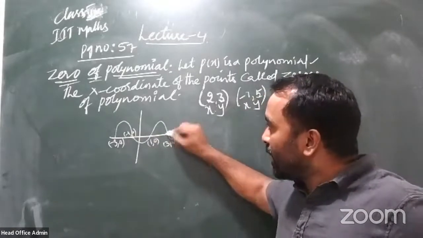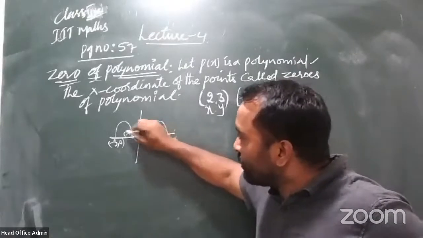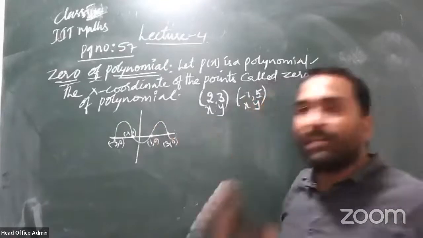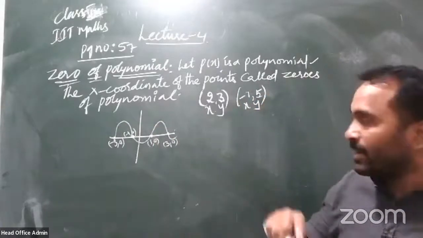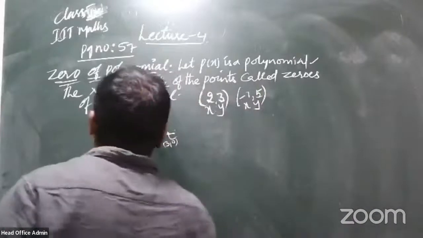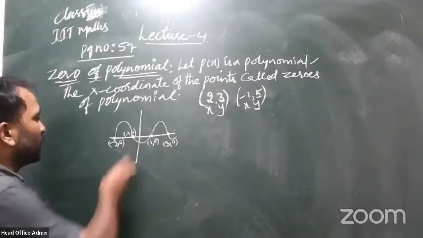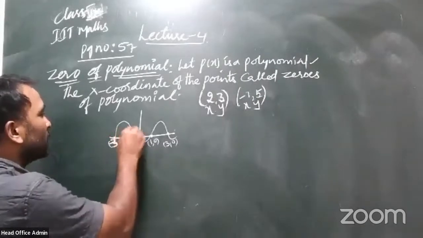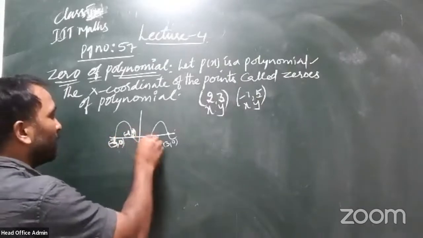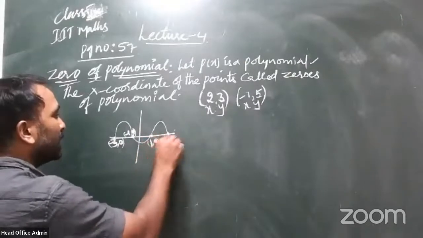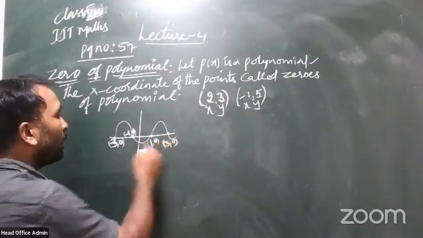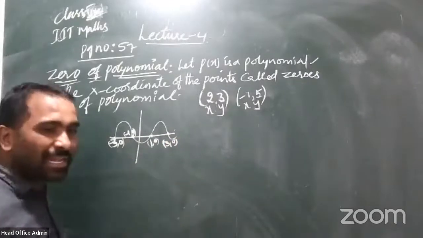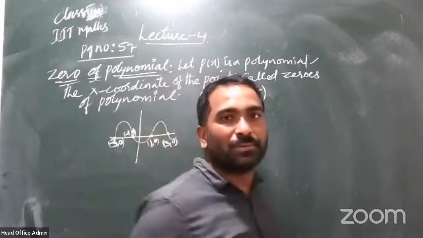Because always, the points on the x-axis, the y values will be 0. Always the y value will be 0. Suppose the graph is like this, with the coordinate points (-3, 0), (-1, 0), (1, 0), and (3, 0). So how many zeros are existing? What are zeros? I told you what zeros are.